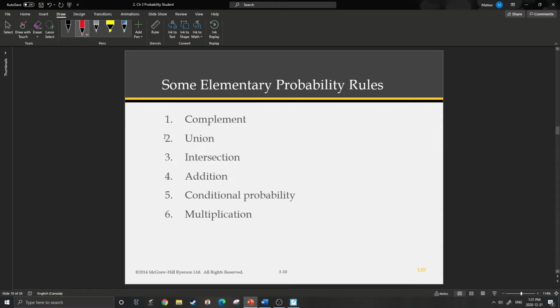And knowing all that, we're going to be looking at these elementary probability rules. Some with more depth than others, okay? So here they are, the 6 rules: complement, union, intersection, addition, conditional probability, which is pretty tricky. That's why it's the last one. Multiplication is also there.